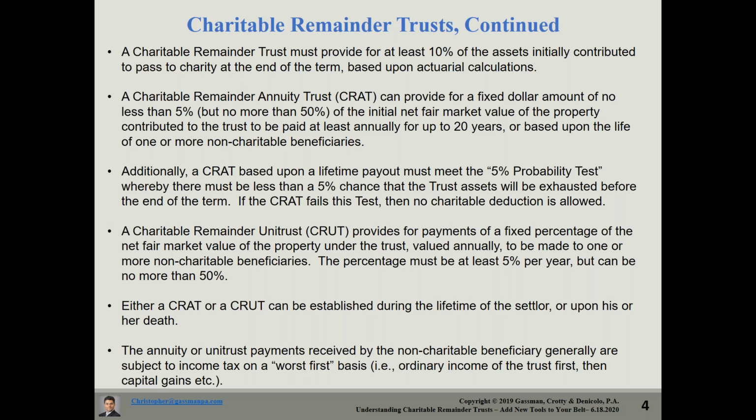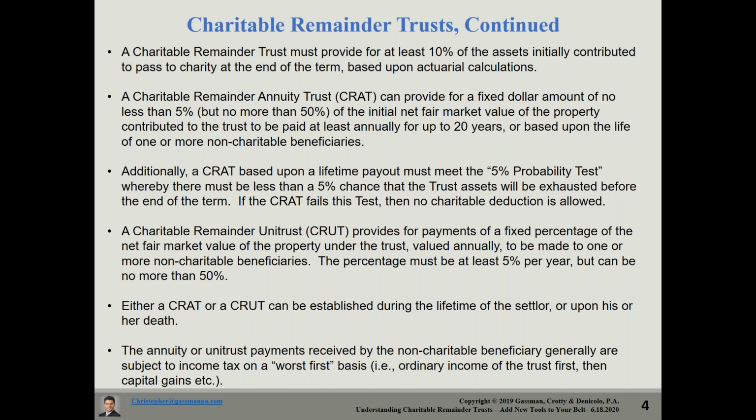A neat thing about a CRUT is that you don't necessarily have to worry about the 5% probability test, because every year the payment amount is determined with reference to the prior year's value, which means that you're never going to have an issue with the 5% probability test, because there's always going to be a decline in the amount of the unitrust payments if the value of the assets of the trust go down.